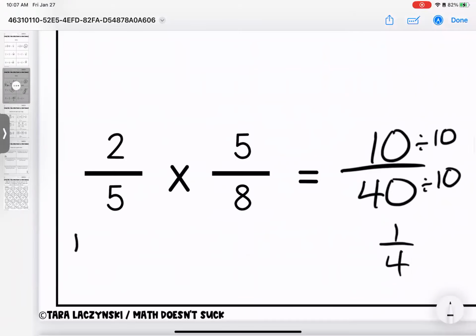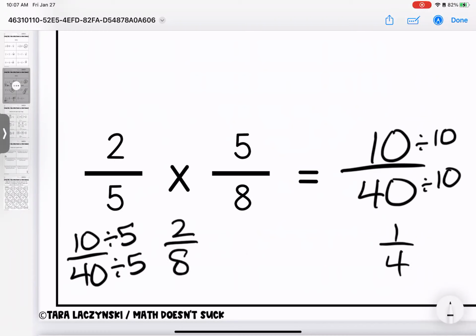But let's be realistic. We may not have divided them by 10 the first time, right? Maybe we looked at these and we said, you know what? I can divide these by 5. And let's see what happens when we do that. 5 divided into 10 is 2. 5 divided into 40 is 8.